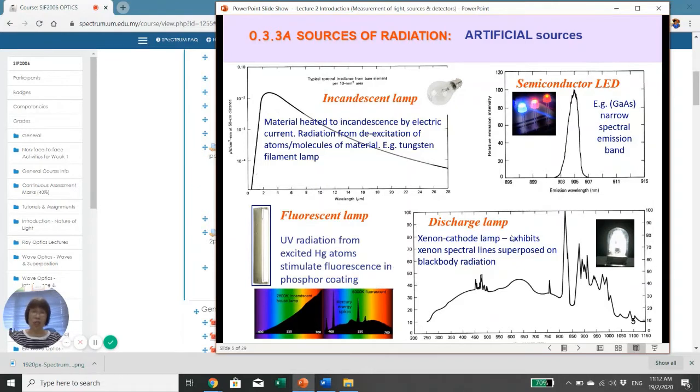And these are discharge lamps. Basically, it's an electrical discharge, as in plasma produced from, in this case, xenon. It has xenon gas. So these peaks here are emission lines which are characteristic of xenon gas.